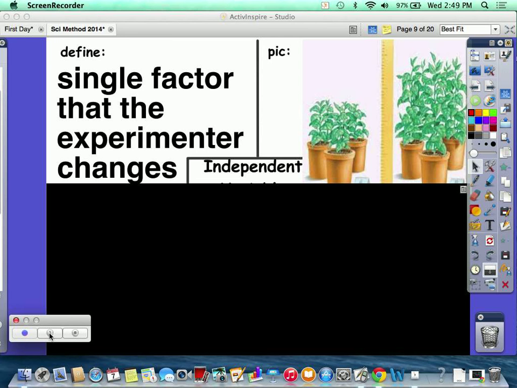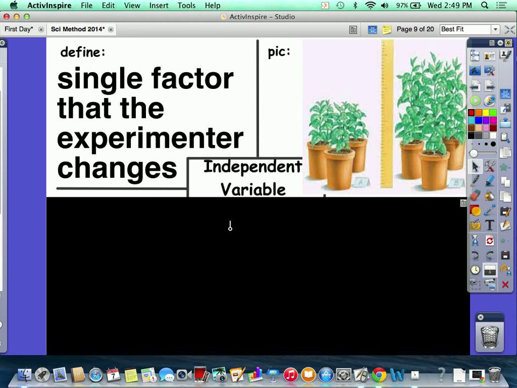All right, so what's our definition for our independent variable? It is a single factor that the experimenter changes. What did we say our key word was for independent variable? Changes. Okay, would you please circle the word single? What does single mean? One. It means one.